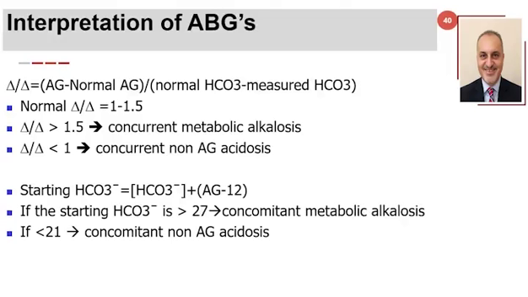Or we can use what we call the starting bicarbonate. It's your bicarbonate plus the change in anion gap from the normal anion gap of 12. If you get a number that is more than the upper limit of normal of bicarbonate, it's alkalosis. Less than 21, which is the lower limit of bicarbonate, is acidosis.